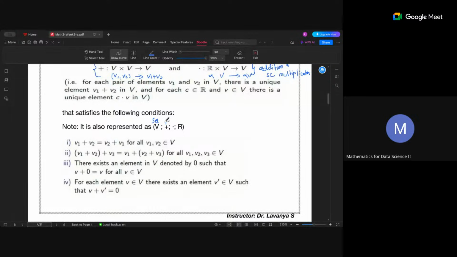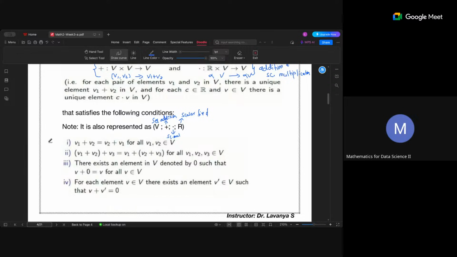This is the addition, because addition, later on you will see in examples, can be defined in several different ways. This is the scalar multiplication. This is the scalar field. These are the parts of a vector space. And now you see one by one the properties which we have seen earlier.